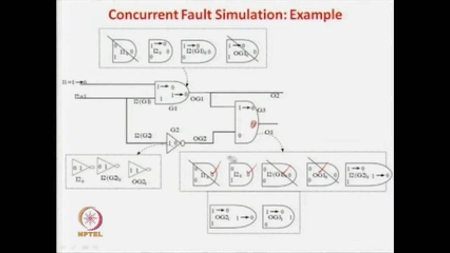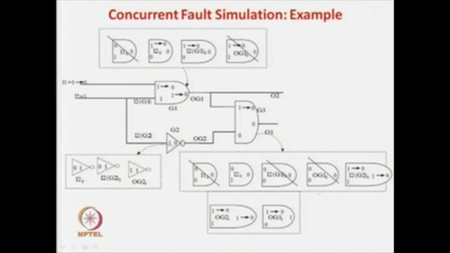Now we will see what is the advantage of carrying these gates, because there is a trade off. In deductive fault simulation, we will not do this, but whenever a new pattern is applied, you have to redo everything. Here in concurrent fault simulation, by carrying these dead gates, let us see the advantage. Let us change the input pattern from 1 1 to 0 1. So, there is a change.